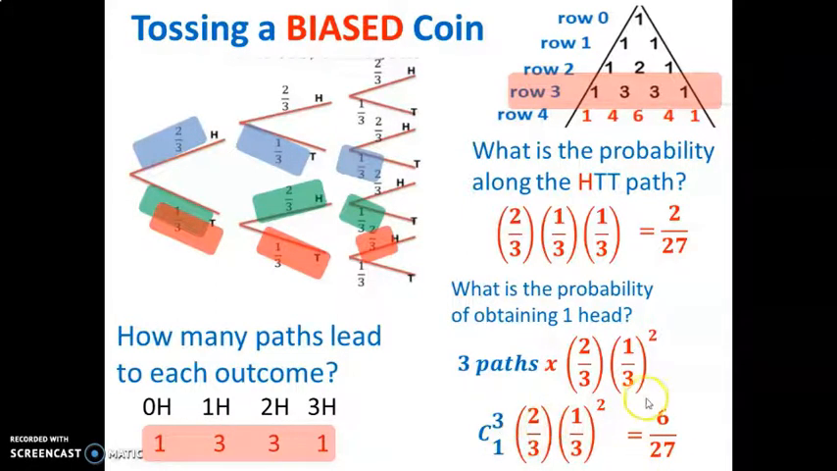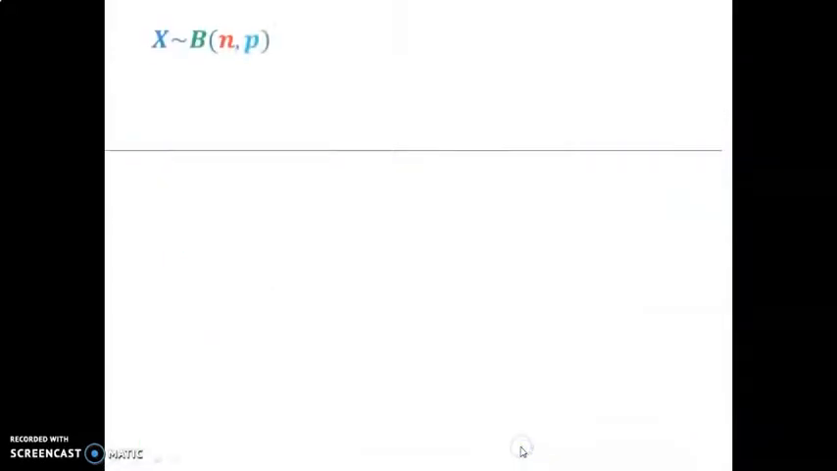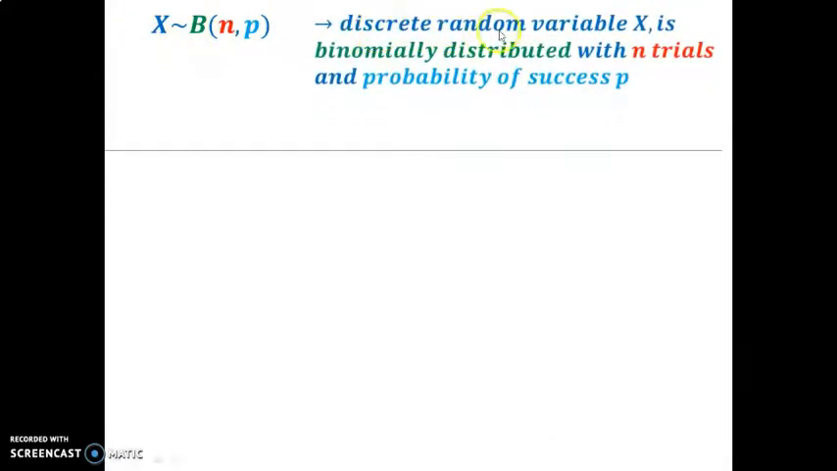Now this brings us to our key formula for this lesson. It is the binomial distribution formula. And here's how it works. We can say a discrete random variable X, like we have here, and this symbol means it's distributed binomially with n trials and probability of success p. This is how we write that a random variable is distributed binomially.